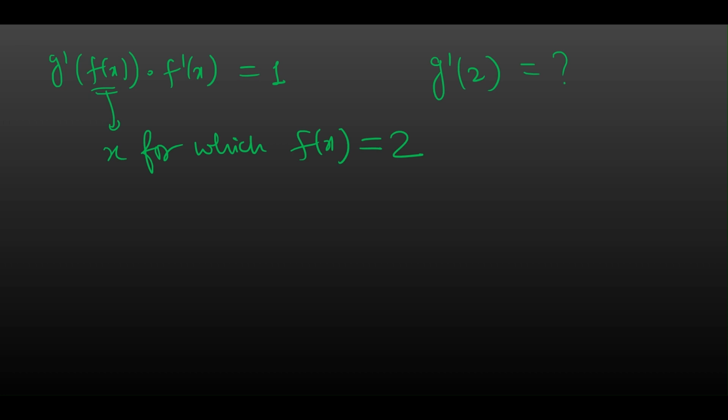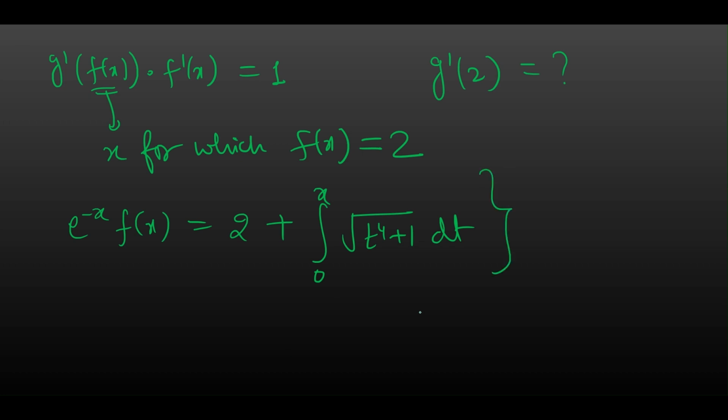So we'll go back to the original equation. The original equation was, I think, e raised to the power negative x f(x) equals 2 plus the integral of square root of t raised to the power 4 plus 1 dt, limits from 0 to x. Now we have to use a little bit of common sense to find the value of x for which f(x) evaluates to 2. You can very easily see 2 is right here, right? You can see 2 directly.